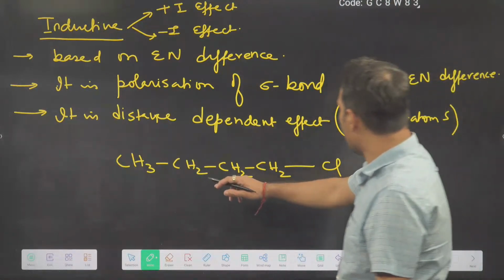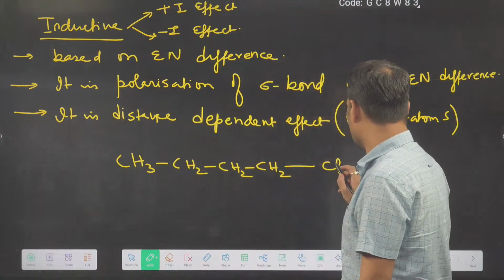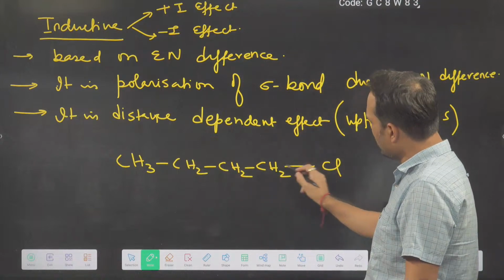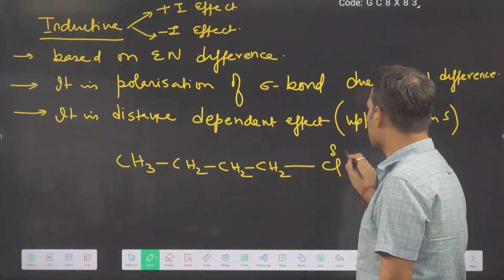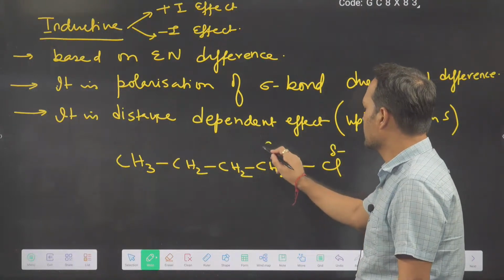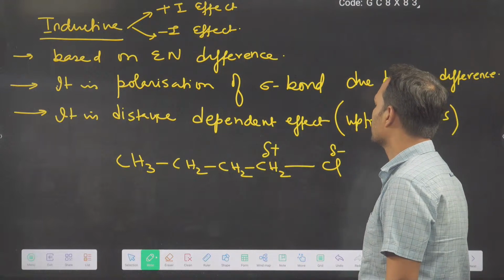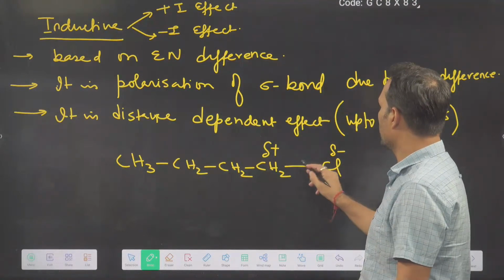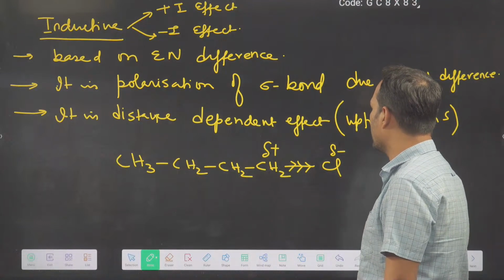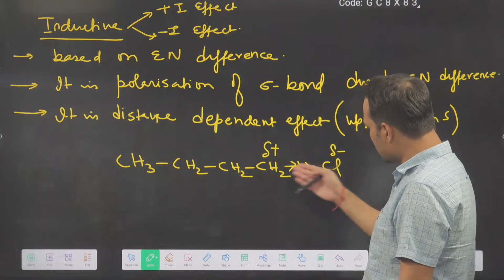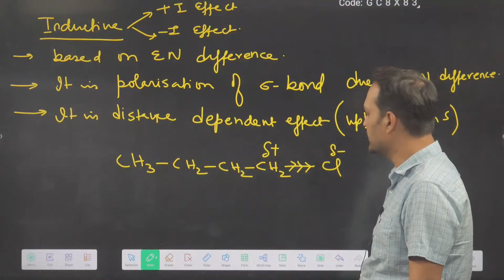So suppose I have written this compound. This is butyl chloride. Now let's focus here. You will see, this bond is polar or not? Yes, sigma bond. So this chlorine is delta minus and this carbon is delta plus. This chlorine is attracting the shared pair of electrons. So this is only known as inductive effect.